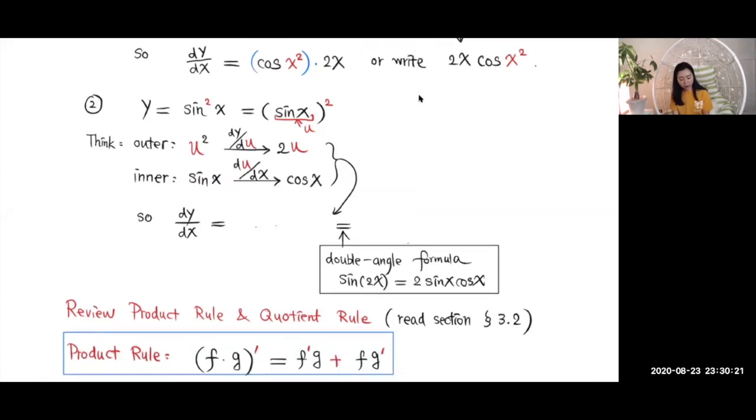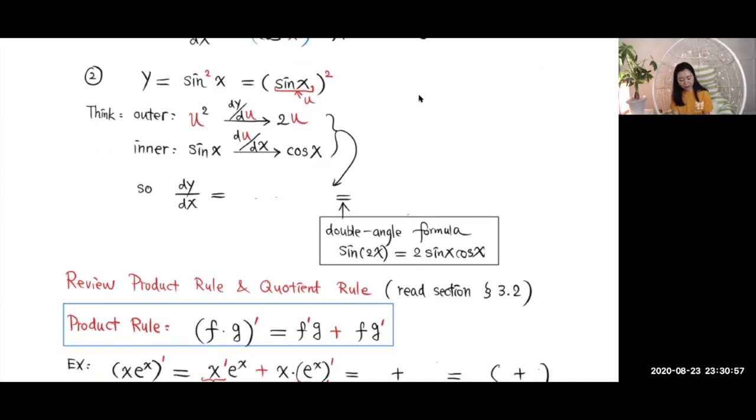So by the chain rule, the derivative of y with respect to x is equal to the product of this one and this one. We end up with 2 sine of x, because u equals sine x, and then times cosine x. Now we might use the double angle formula: sine of 2x is equal to 2 sine x times cosine x. So this is equal to sine of 2x.